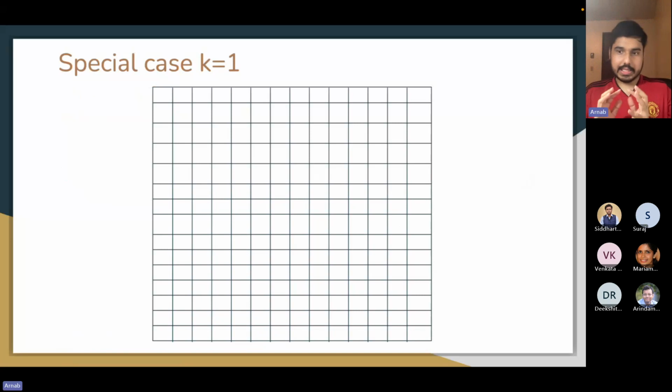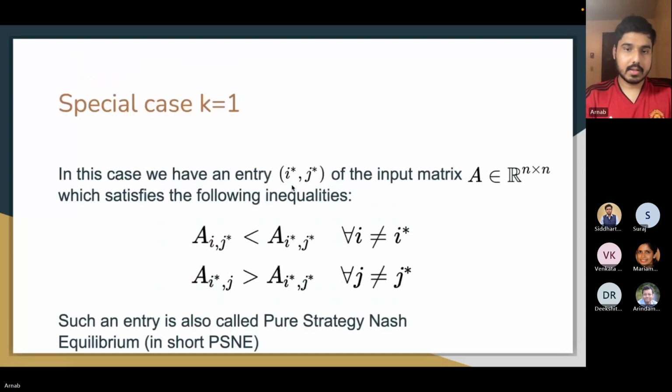So the rough idea of the algorithm is that there will be some logarithmic number of stages, and in each stage we'll be trying to remove half of the columns and half of the rows, which will not contain that special entry we are focusing on, which is the PSNE. So we'll be removing the bad columns, all those columns which are not equal to I star, in a logarithmic number of stages.